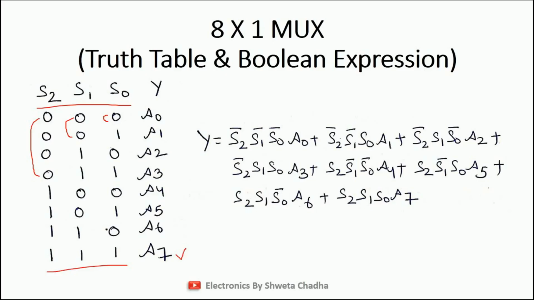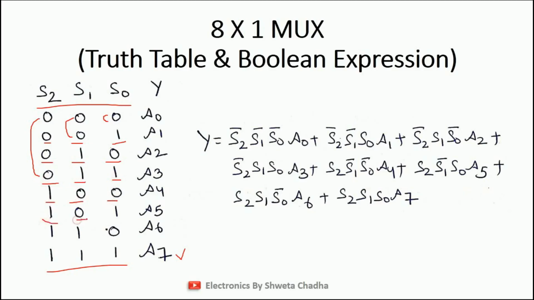So now how to write down the Boolean expression? 0, 0, 0 means S2 bar, S1 bar, S0 bar, A0. S2 bar, S1 bar, S0, A1. S2 bar, S1, S0 bar, A2. S2 bar, S1, S0, A3. S2, S1 bar, S0 bar, A4.